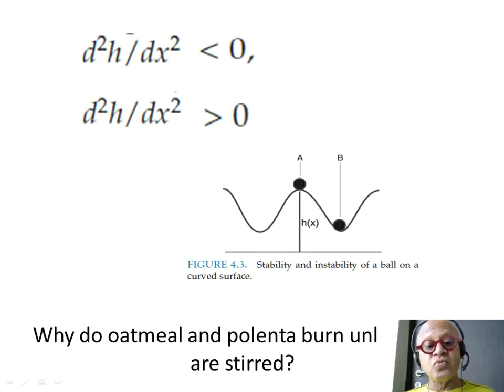Polenta and oatmeal do not convect. They will burn if you just keep heating them, because they are highly viscous, so you have to keep stirring them. That's related to why convection doesn't happen in highly viscous fluids.